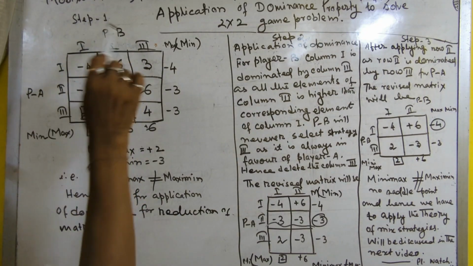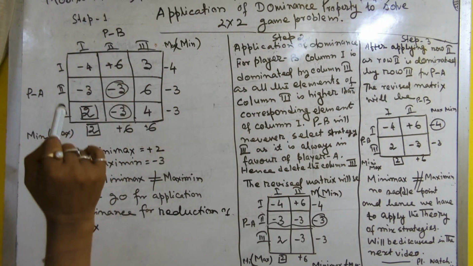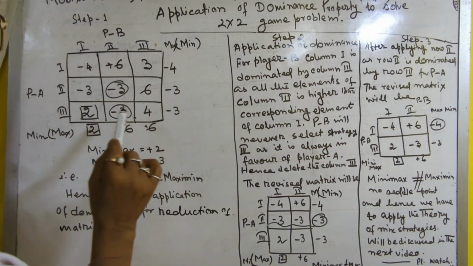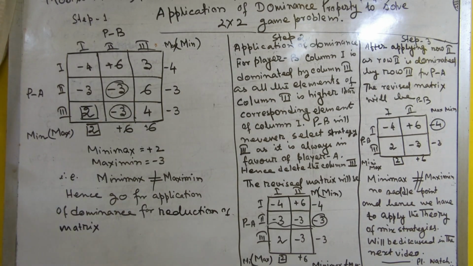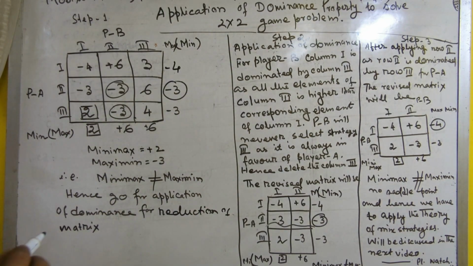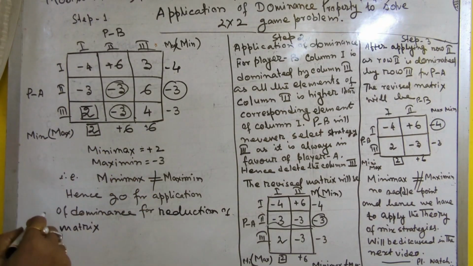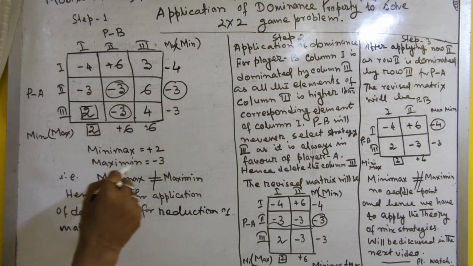Player A and player B. Player A has three strategies. Player B has three strategies. These are the payoffs. Now I am not going to discuss in detail how the value of minimax and maximin is found. The maximum of the minimum values is this, and the minimum of the maximum values is this. And minimax is equal to +2 and maximin is equal to -3.